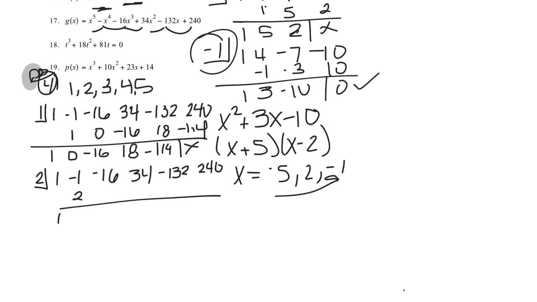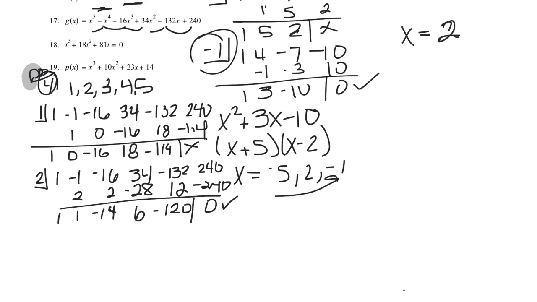1, 2, 1, 2, negative 14. Negative 14 times 2 is negative 28. 34 minus 28 is 6. 6 times 2 is 12. Negative 132 plus 12 is negative 120. Negative 240, and I get 0. Yay. One of my x's is 2.